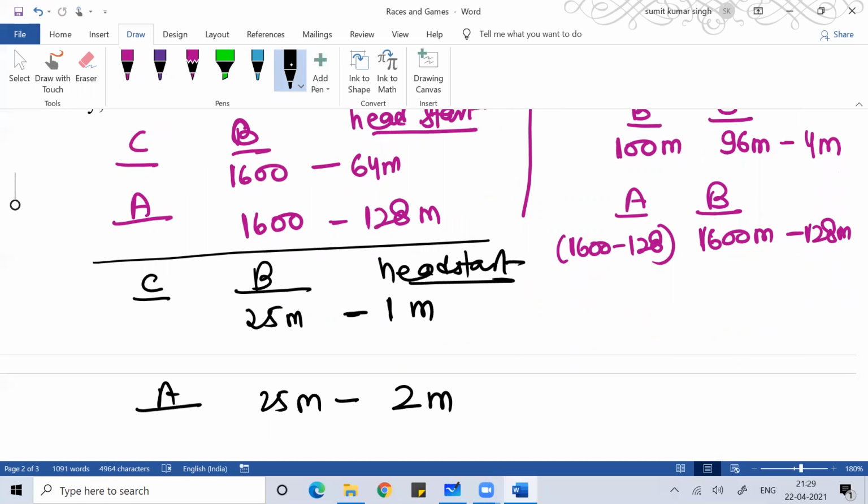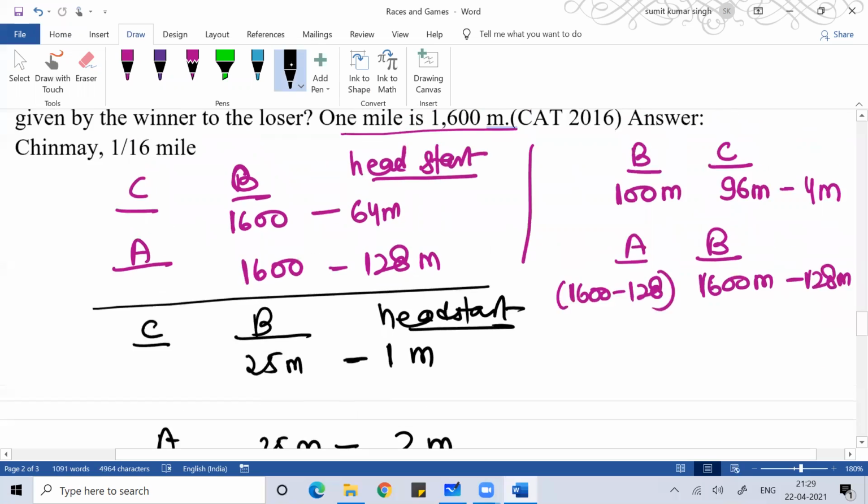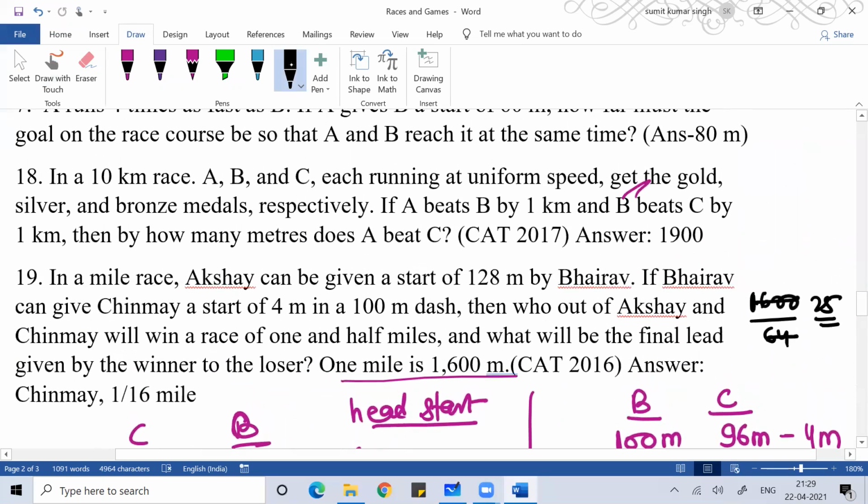So out of Chinmay and Akshay, who will win the race? I think you can easily understand. Chinmay is going to win the race. So you can prove this. 1600 by 128 is 400 by 32, which is 100 by 8. 100 by 8 means 12.5.